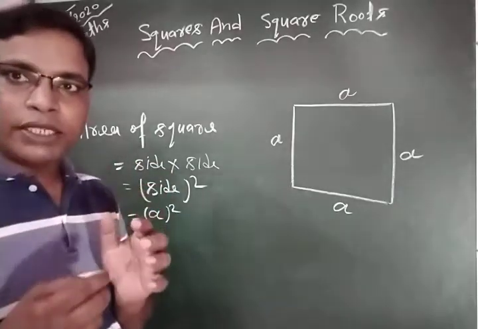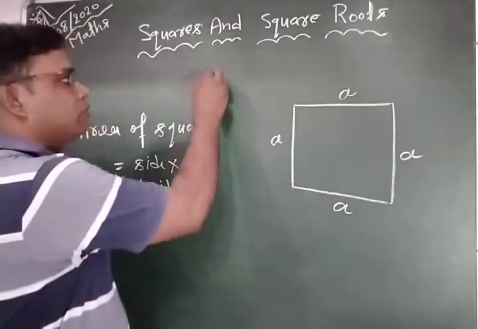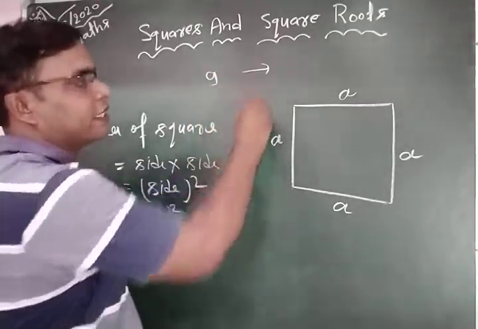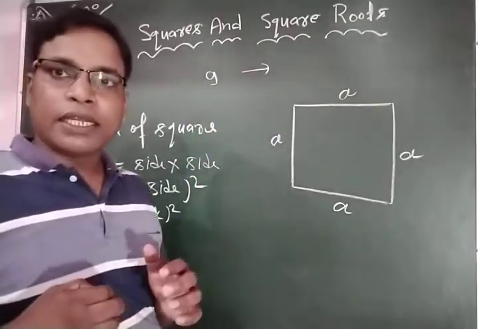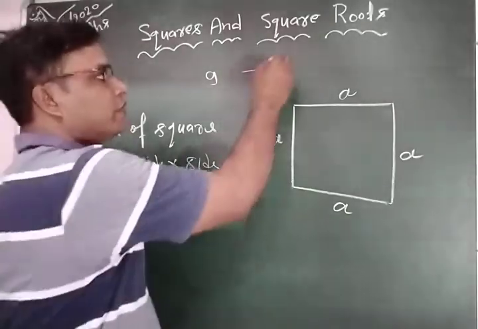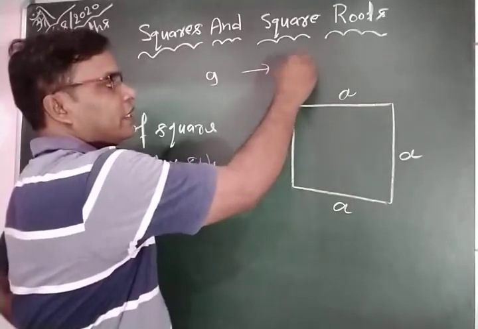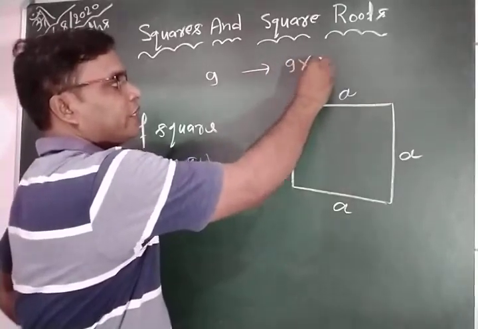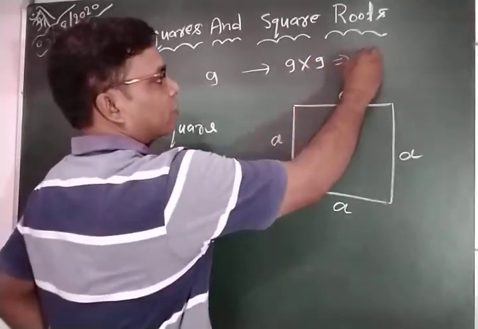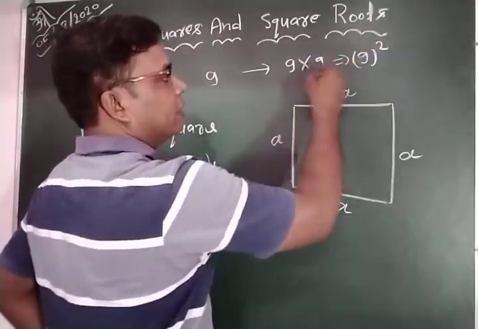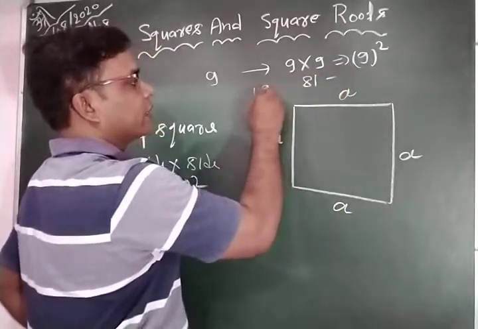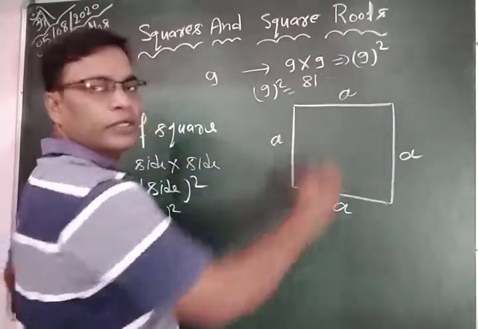Suppose we need to find the square of 9. The square of 9 is the product of 9 by itself. So 9 into 9 is called the square of 9. 9 into 9 is 81. So the square of 9 is equal to 81.